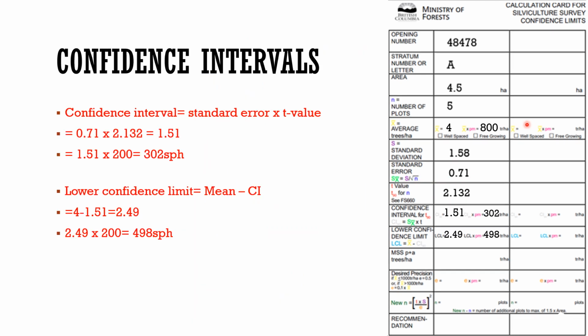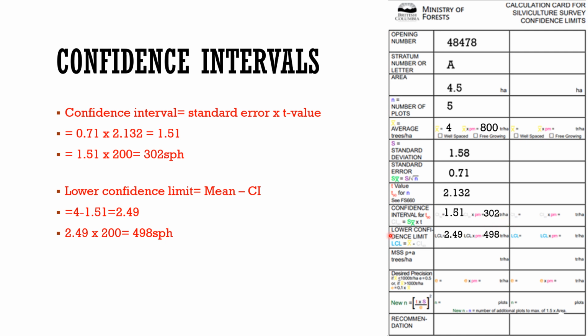Okay, next we have to calculate confidence interval. So to do that, we have to multiply our standard error by t-value. And you can see the formula for that is shown right here. So let's give that a whirl. So it's 0.71, our standard error, times 2.132, our t-value. That gives us 1.51. So we write that down right here, and then you can see that it shows that you should multiply that by the plot multiplier. So 1.51 times 200 equals 302 stems per hectare. So we write that down here.